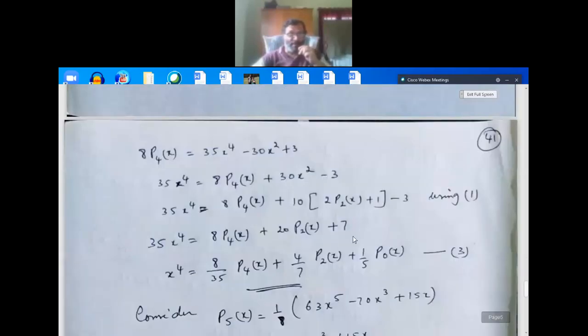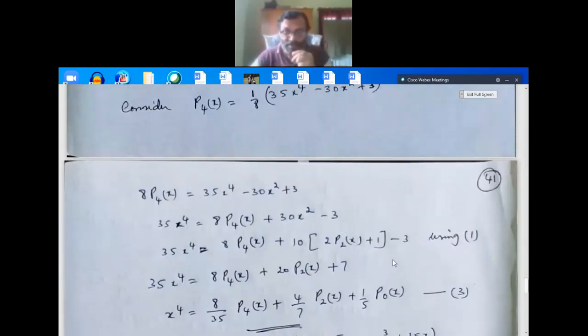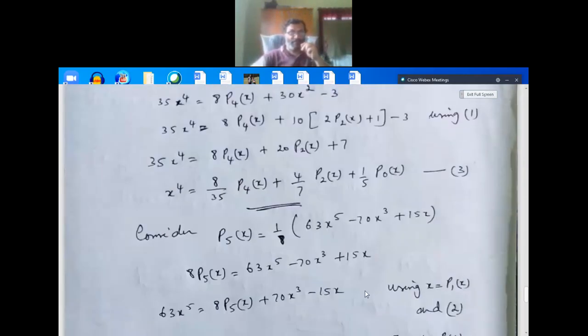Now we get here 35x power 4 equals 8 P4 of x plus 20 P2 of x plus 10 plus 10 minus 3, that is 7. So here 8 by 35 P4 of x plus 20 by 35, which means 4 by 7, P2 of x. 7 by 35 is 1 by 5, and 1 is nothing but P naught of x.